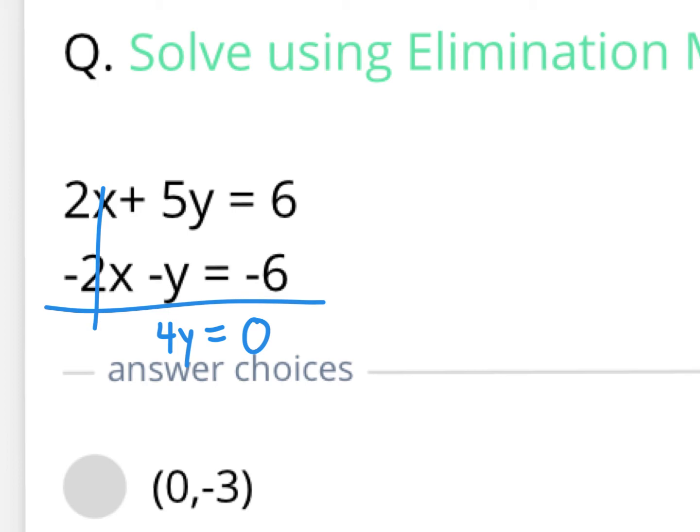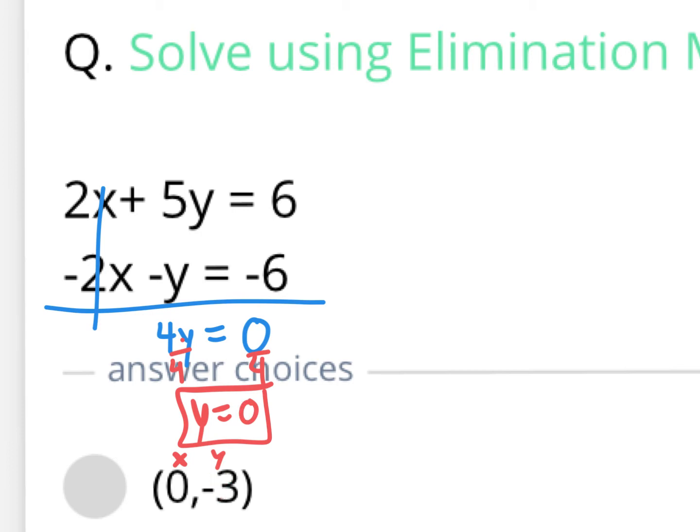Now, a lot of students freak out right here and say, oh, no solution. No, the number 0 is an actual number. Continue solving, get y by itself. You divide by 4, divide by 4. 0 divided by any number is still 0. So we know that our y value will be 0. As you can see, it cannot be this answer because this answer has the y value of negative 3, and we know it has to be 0.